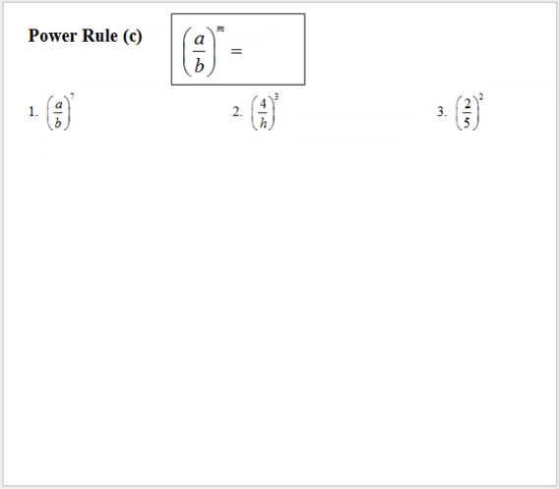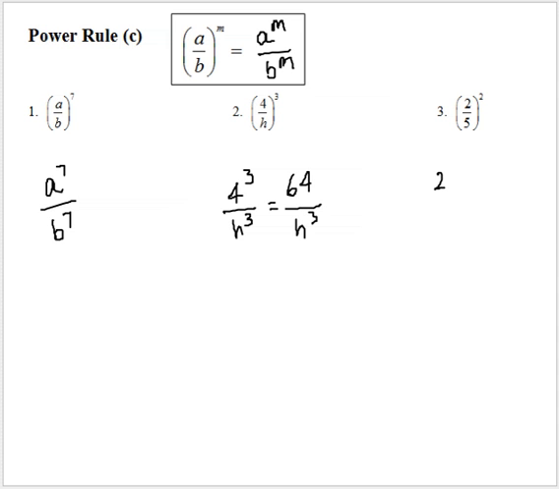All right, the last part, that would be a to the power of m over b to the power of m. We talked about that. So the first one would be a to the power of 7 over b to the power of 7. This would be 4 to the power of 3 over h to the power of 3. We can change that to 64 over h to the power of 3. And this would be 2 to the power of 2 over 5 to the power of 2, which is equal to 4 over 25. Okay, rounds up okay for all these, please?